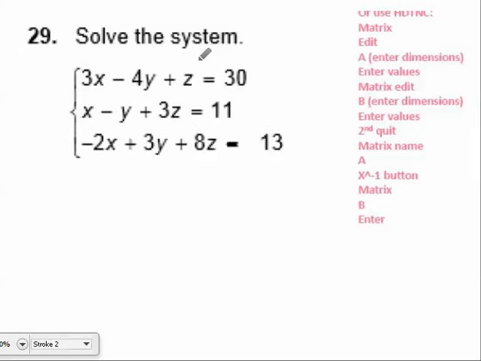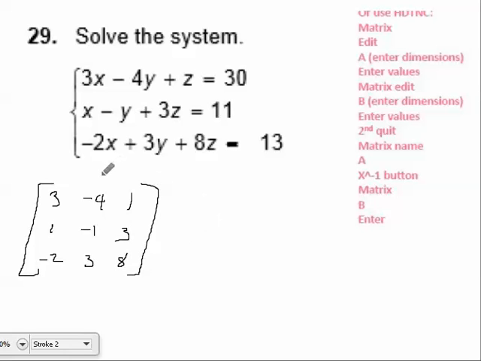Couple more problems here. This one says solve the system of equations. The way I'm going to solve this is with the matrix, okay? I'm going to have one matrix that's going to be 3, -4, 1, 1, -1, 3, -2, 3, 8, and that's my A, and my B is going to be 30, 11, and 13.